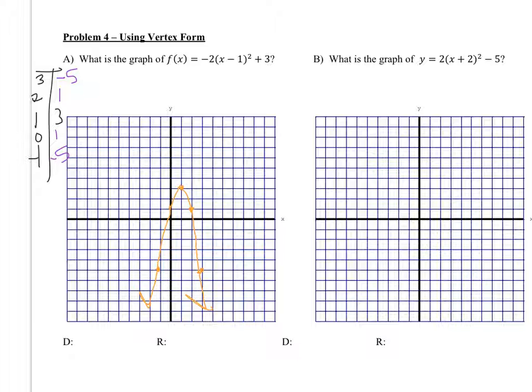So my domain, when I'm looking at this, how far left, how far right, still have that arrow. It's going on forever, so it's still going to be all real numbers. Now when I'm looking at my range, right here at this point, my vertex, my range here is 3. That's the point on the vertex. But now it's going below that. So y is everything below that. So y would be less than or equal to 3.